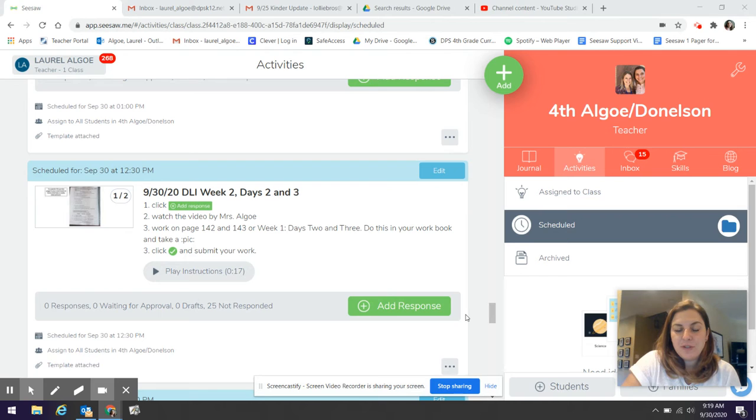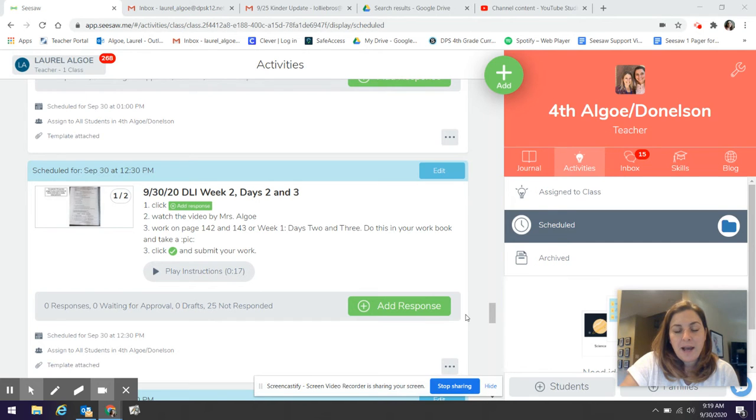And so I'm going to do just a quick video showing you the expectation today because it's a little bit different than most Wednesdays. This is because we didn't have school on Monday. So we're just playing a little bit of catch up today. So today you're going to do both day 2 and day 3 of week 2. This is pages 142 and 143 in your DLI workbook.